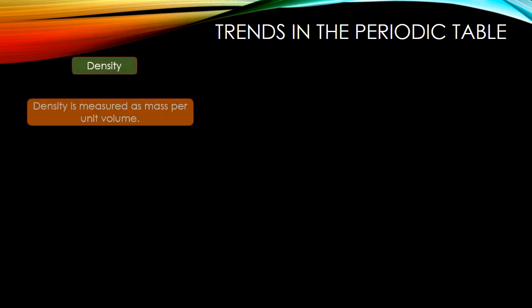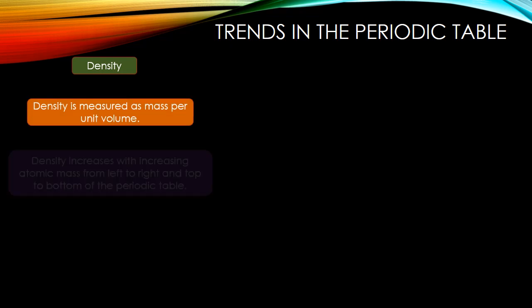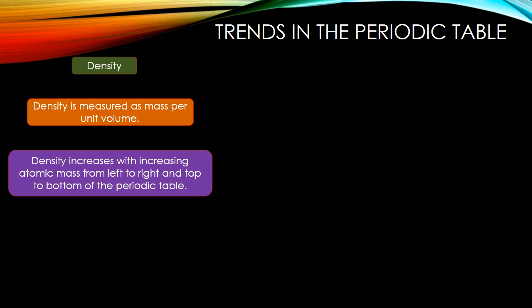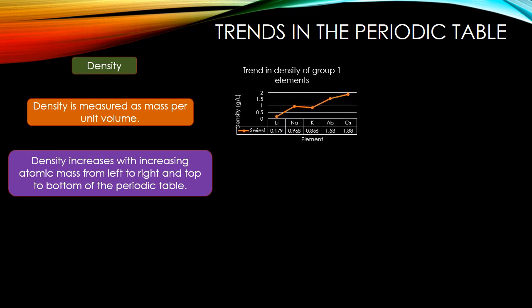Density. Density is measured as mass per unit volume. Density increases with increasing atomic mass from left to right and top to bottom of the periodic table. So for group 1 elements, cesium is denser than rubidium, potassium, sodium, and lithium is the lightest.